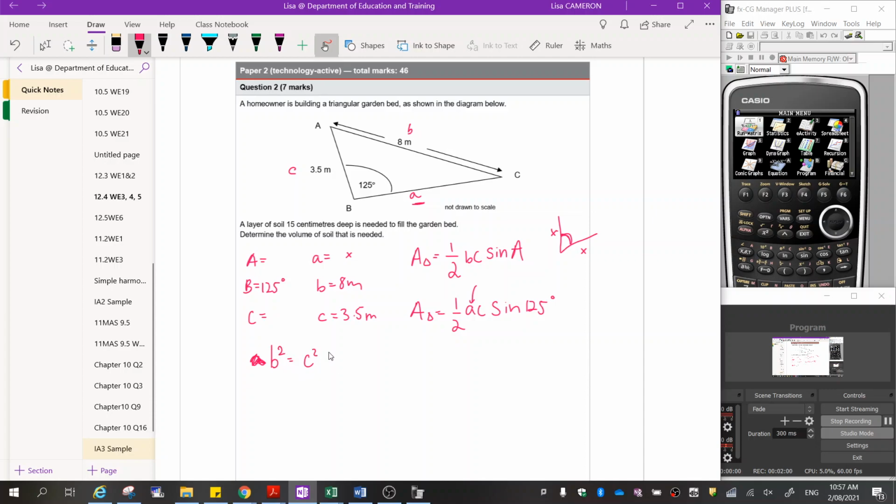So b squared is equal to c squared plus a squared minus 2 c a cos B. Now I'm going to input all of the information that I've got here, and then I'm going to throw it in the calculator using Solve N. If we're honest, you guys make mistakes all the time when you rearrange stuff. So let's just preemptively strike that by throwing it straight in the calculator.